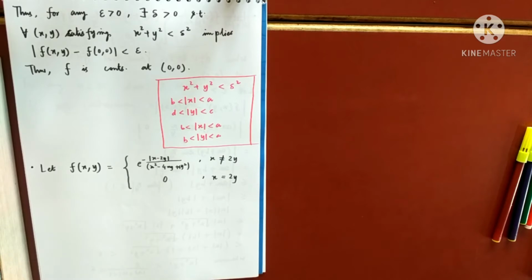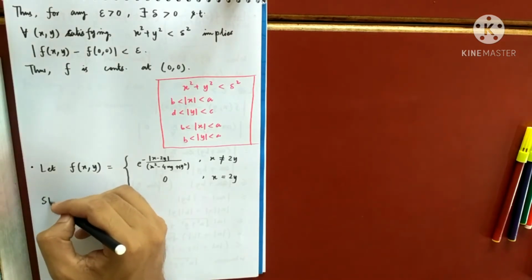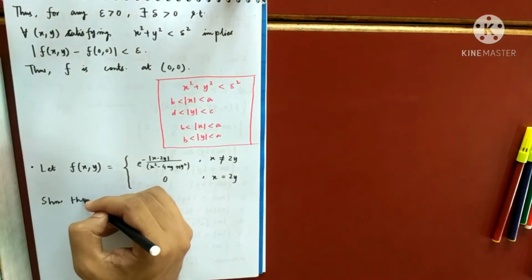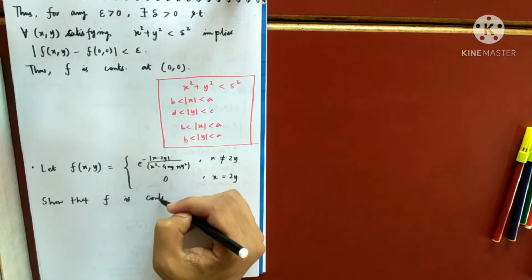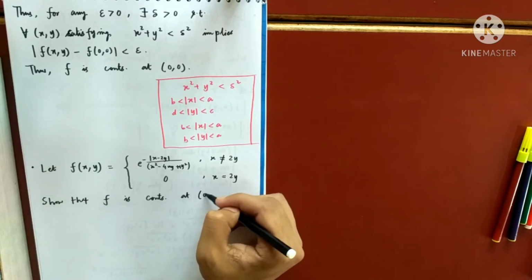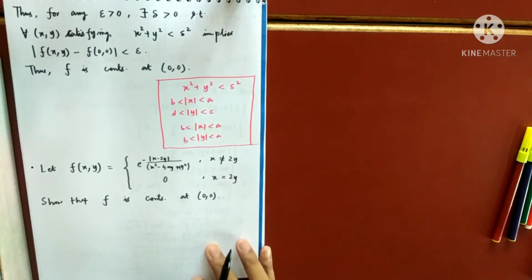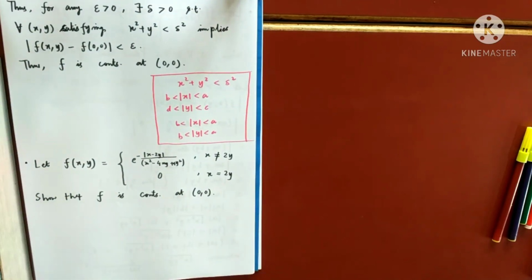Okay, show that f is continuous at (0, 0). Show that f is continuous at (0, 0).